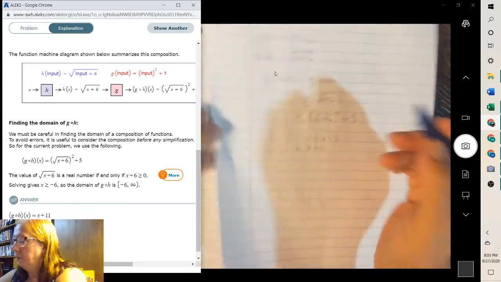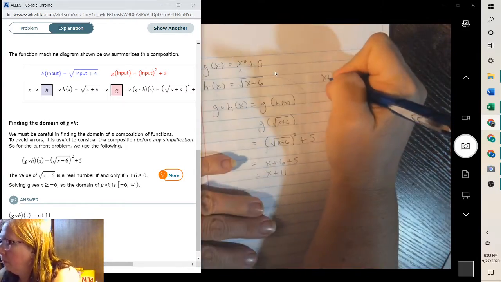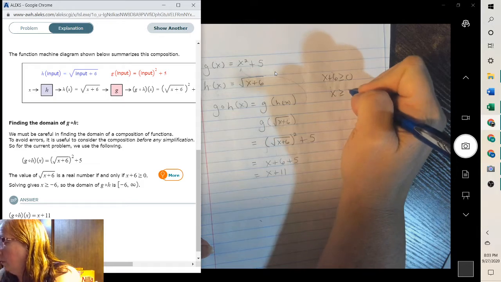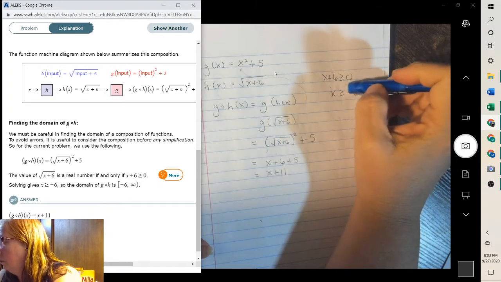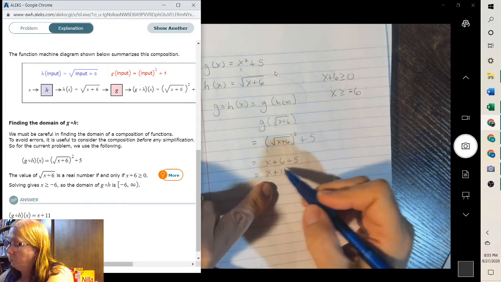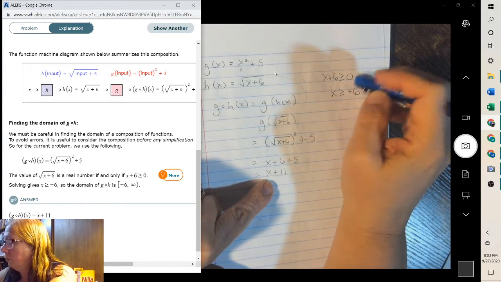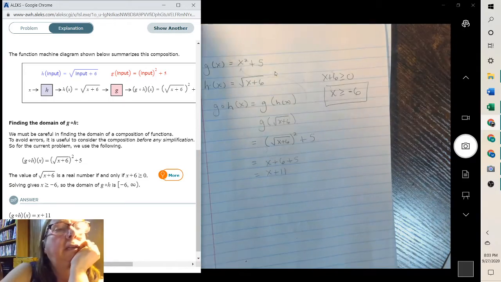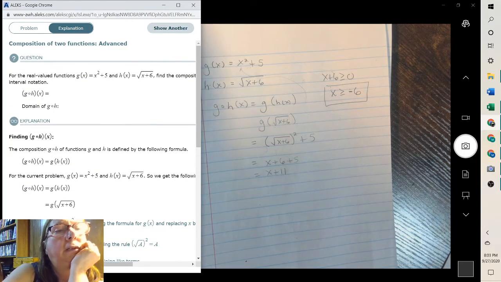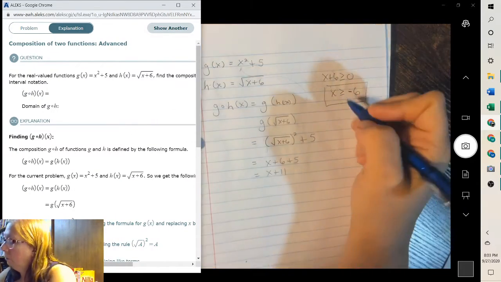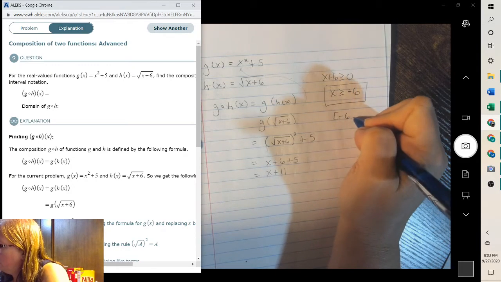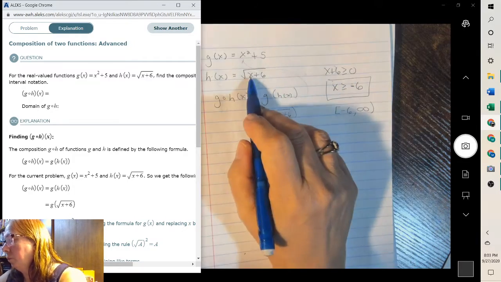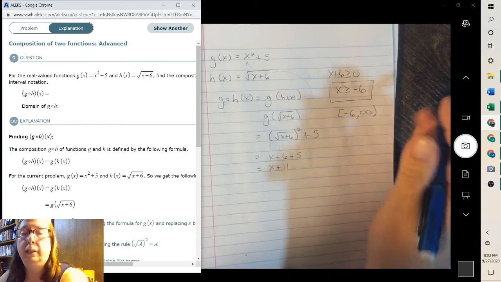So if we look at the x plus 6, we know that x plus 6 needs to be greater than or equal to 0, which means x has to be greater than or equal to negative 6. Now this one's not going to omit any more because it's a polynomial. This is all real numbers. So this is our domain. And they want it in interval notation. So it would be negative 6 to infinity. And you're including the negative 6 because a square root can have 0, unless it's in the denominator.